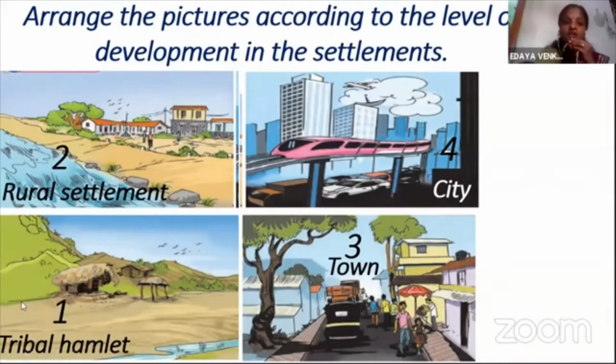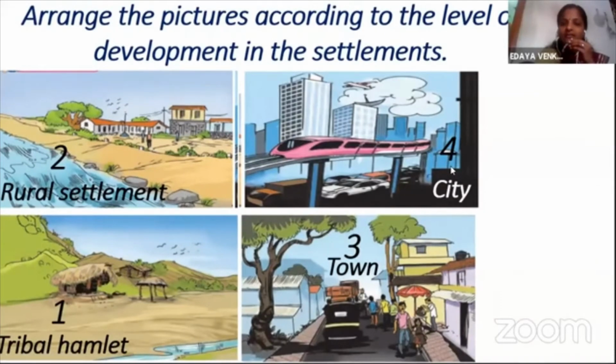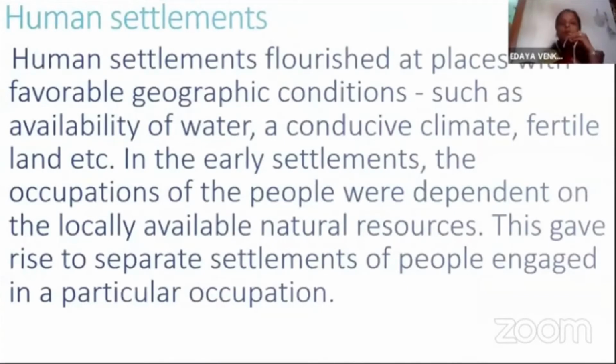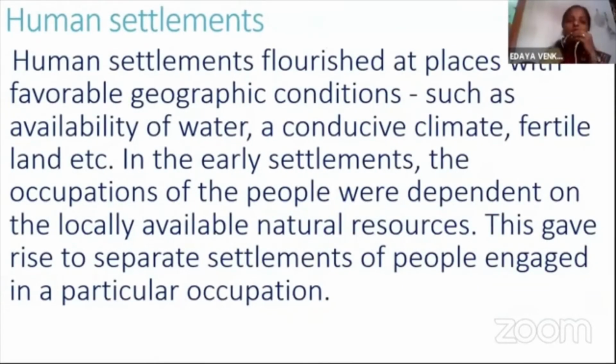City. Got it? What is the first one? Tribal hamlet. What is the second one? Rural settlement. Very good. What is the third one? Town. What is the fourth one? City. Exactly. Now we will learn what is the need of such development or progress in settlements.